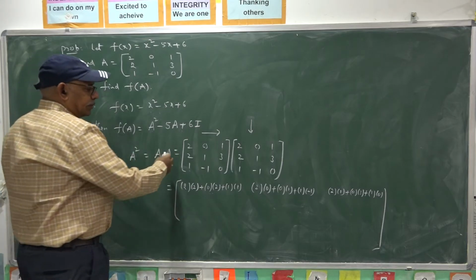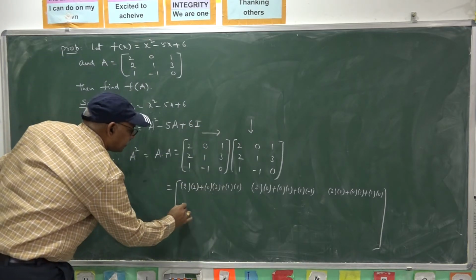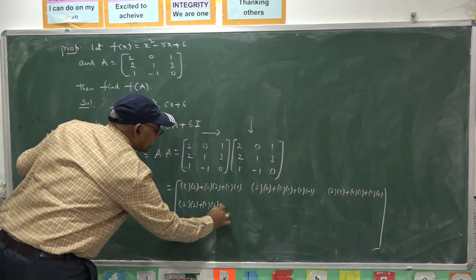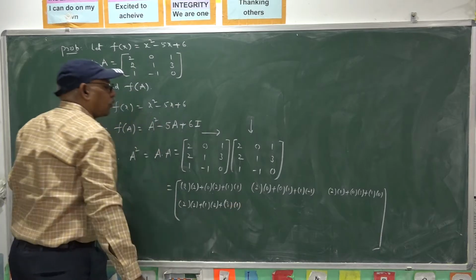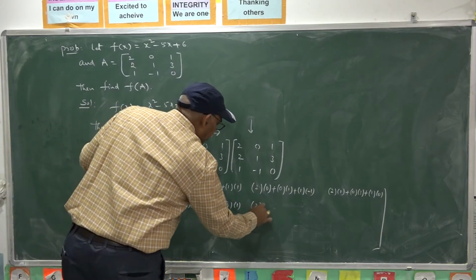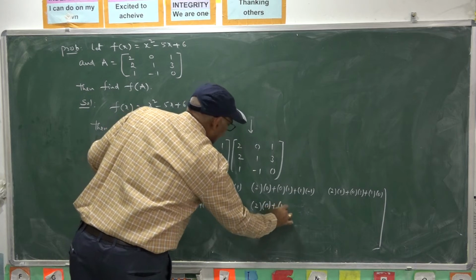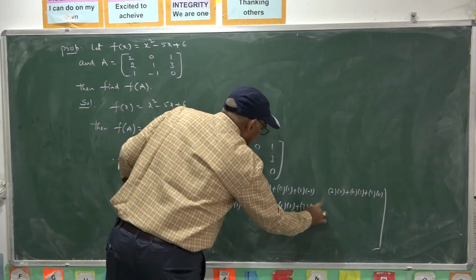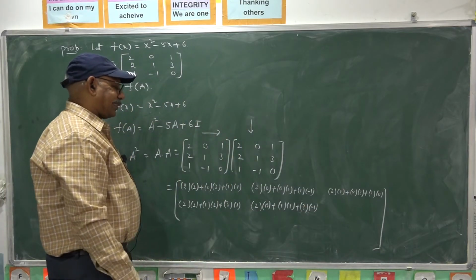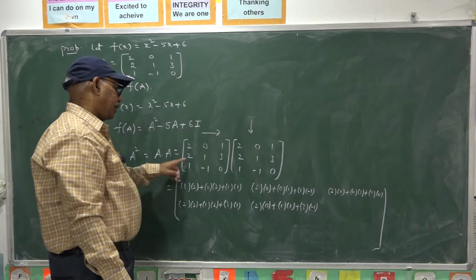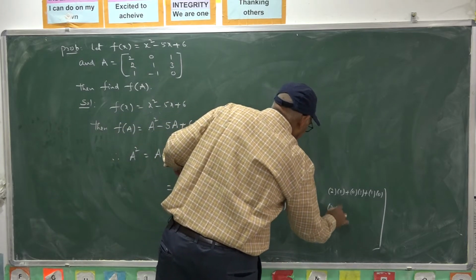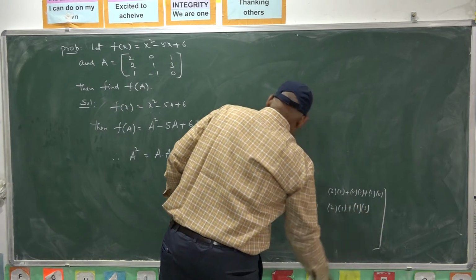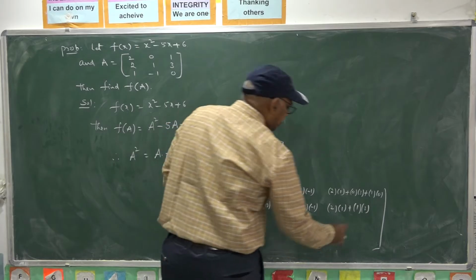Similarly, second row and column wise product. 2 into 2 plus 1 into 2 plus 3 into 1, second row, first column product. 2 into 0 plus 1 into 1 plus 3 into minus 1, second row, second column product. Second row, third column: 2 into 1 plus 1 into 3 plus 3 into 0.